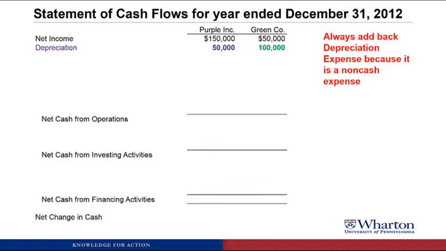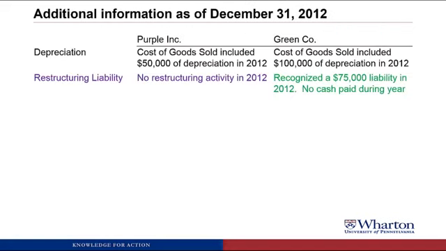Under the indirect method, we add those two back. They're non-cash expenses, so to remove them, we have to add them back. Now, there's actually another non-cash expense for at least one of these companies, and that's an expense due to restructuring. So Purple had no restructuring activity in 2012. Green recognized a $75,000 liability due to restructuring in 2012, but did not pay any cash on that liability during the year.